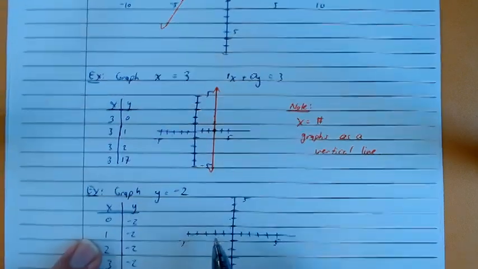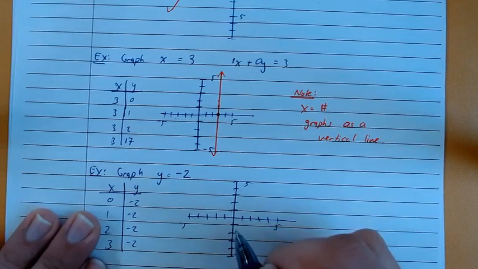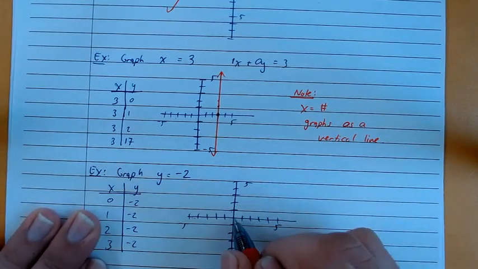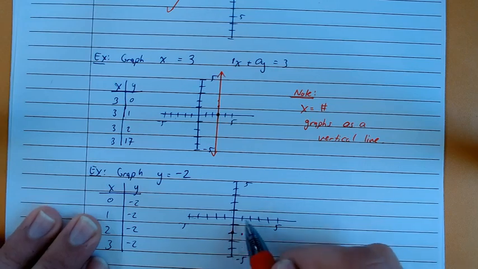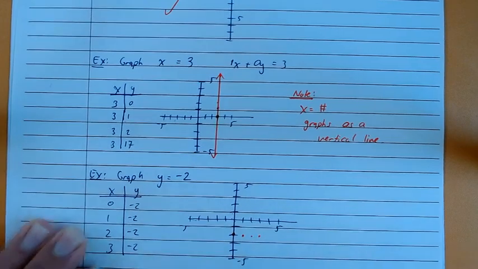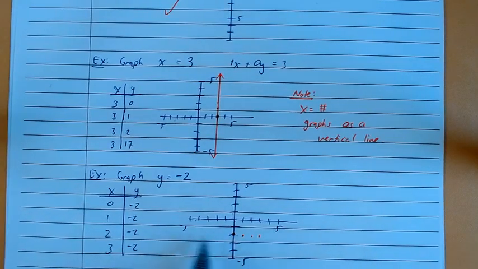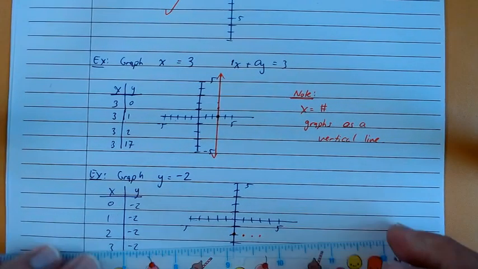If I go through and graph that, 0, -2, that would be down here. Don't go left to right, down by 2. Right by 1, down by 2. Right by 2, down by 2. Right by 3, down by 2. Notice all of these line up along the same horizontal line.